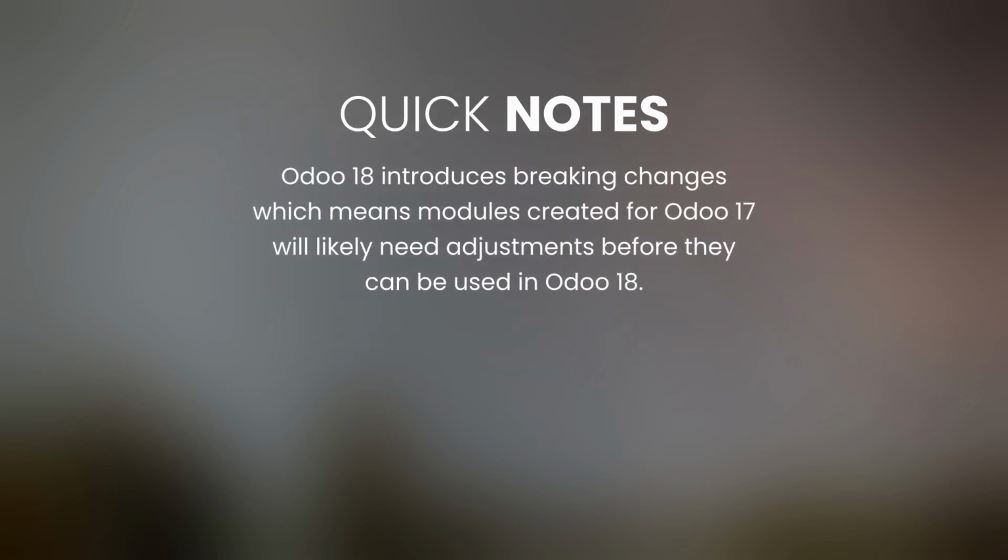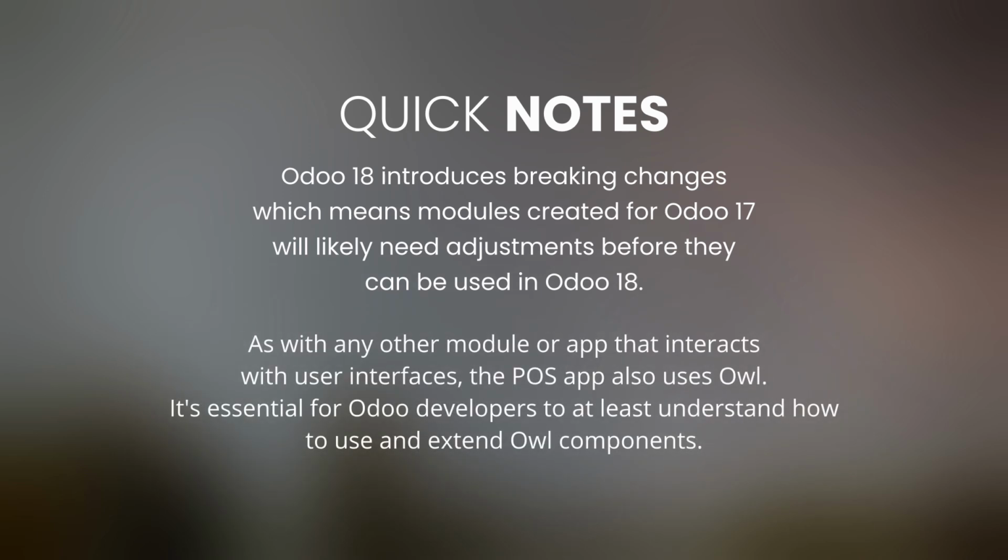Before we wrap up this video, there are a couple of notes I'd like to mention. Firstly, Odoo 18 introduces some breaking changes, which means modules created for Odoo 17 will likely need adjustments before they can be used in Odoo 18. Secondly, as with any other module or app that interacts with user interfaces, the POS app also uses OWL. It's essential for Odoo developers to at least understand how to use and extend OWL components.